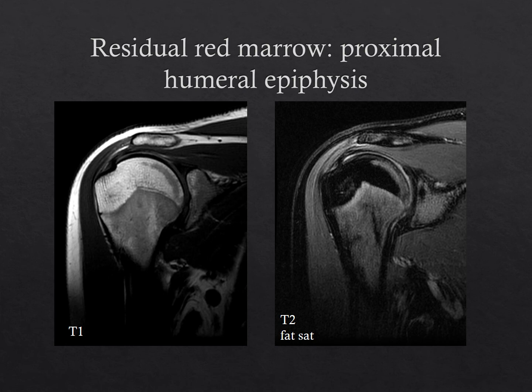Here is an example of normal residual red marrow in the proximal humeral epiphysis. It has a typical crescentic configuration along the medial aspect of the epiphysis and is of similar signal intensity to the residual red marrow in the metaphysis of this patient. This should not be confused with avascular necrosis, which would demonstrate flattening or collapse.